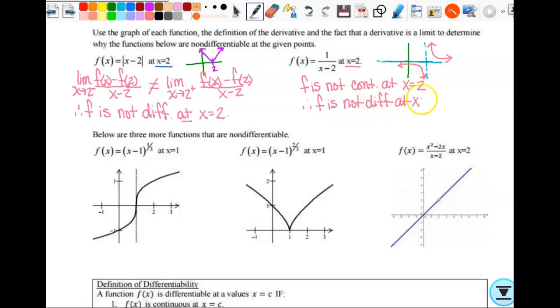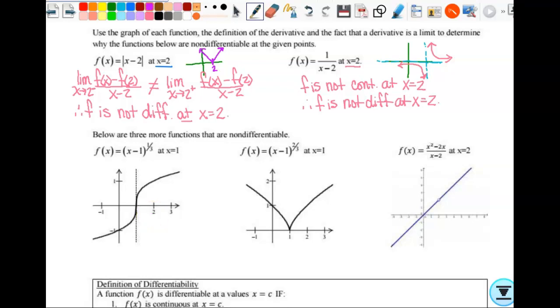Okay. Kind of broke the rules there because it said to use a limit, but that makes you have to think about that slope, which makes your brain hurt a little bit, and it's not necessary. Okay, so here are 3 more functions that are not differentiable, and we're not going to write out the slope stuff. We're just going to talk about why they're not differentiable.